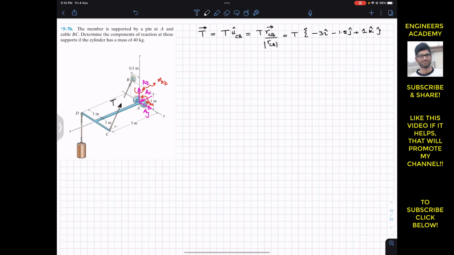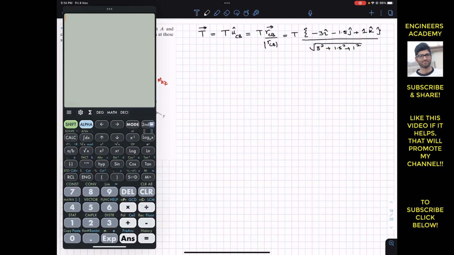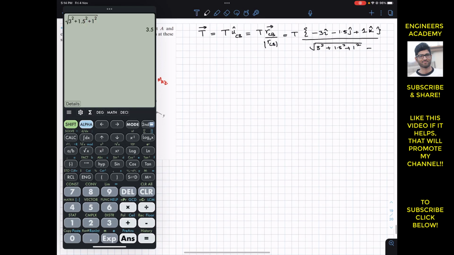And then the magnitude of this position vector that we have just determined will be the square root of 3 square plus 1.5 square plus 1 square. So let's find this magnitude. This will be 3 square plus 1.5 square plus 1 square. This gives us 3.5, so this magnitude is approximately 3.5.